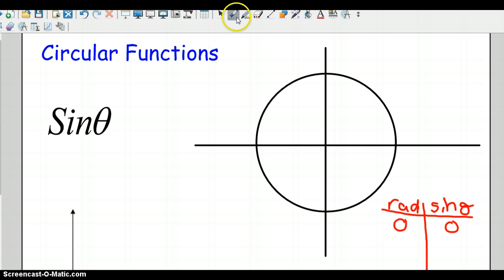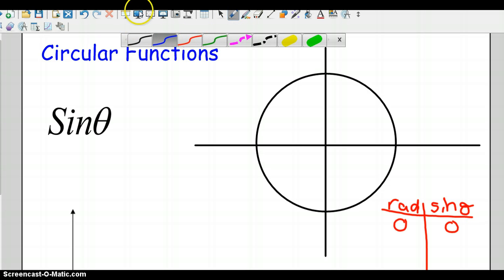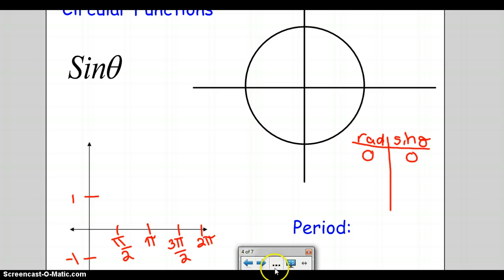I'll go ahead and grab blue so you guys can see me in blue. All right, and there's my 0, 0. That's where sine is starting, okay? And this is going to continue. If my radian measure is pi over 2, you guys just saw that in the picture, sine is now 1. So I'm right up here. At pi, sine is 0. At 3 pi over 2, sine is negative 1. And at 2 pi, sine is 0.